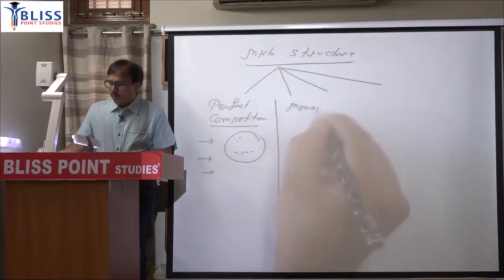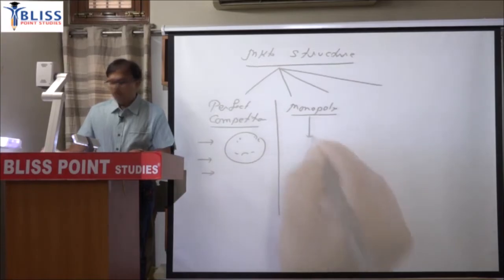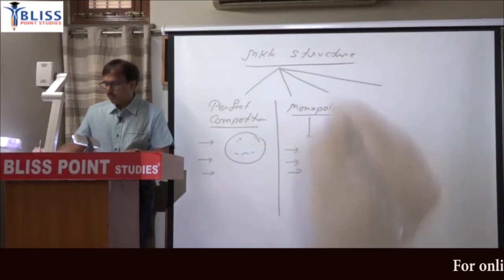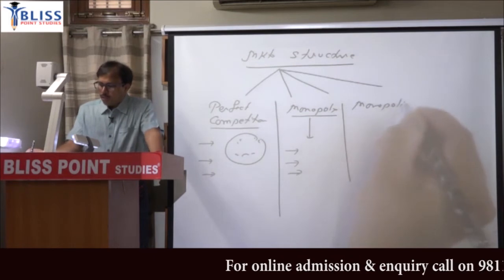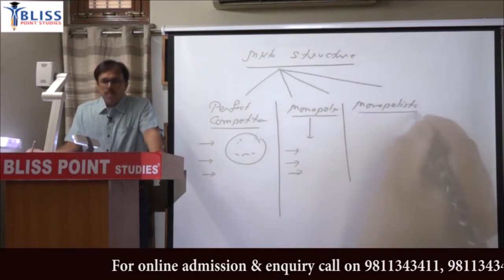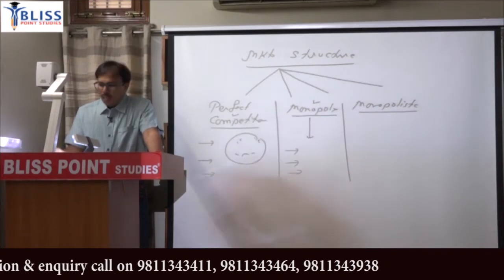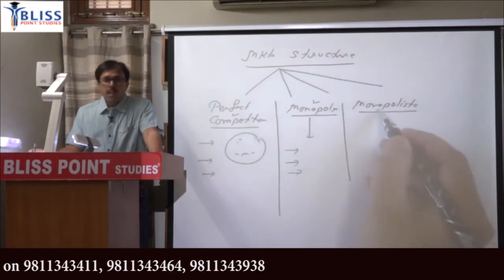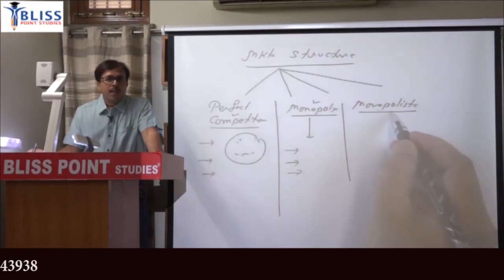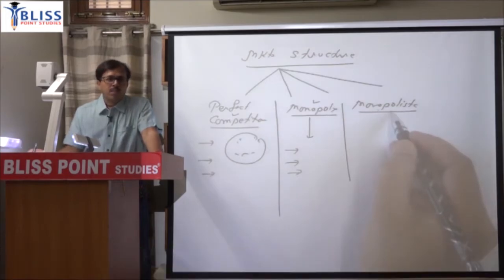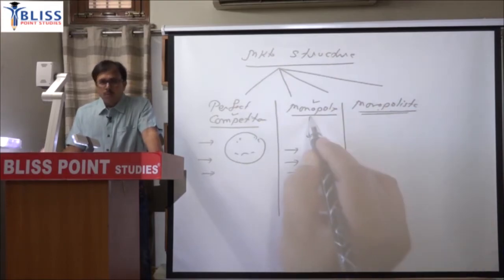Then if a market is characterized by only one seller, you call it monopoly. So monopoly market will have certain characteristics. Then it will be monopolistic. So in a monopolistic competition, there will be element of monopoly also, and there will be element of competition also. Element of competition will come because there are large number of sellers, and the element of monopoly will come because they are not producing identical product. They are producing slightly differentiated product.